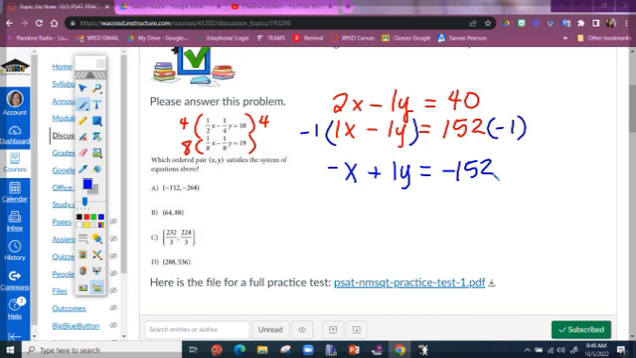Okay? So now when I combine these two, these y terms are going to cancel out, and I'm left with, what's 2x minus x? x. What is 40 minus 152? Negative. So now I know the value of my x value. And once I know the value of my x value, I don't have to go any further. The value of my x is negative 112.